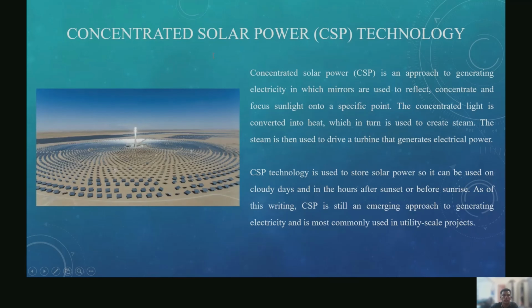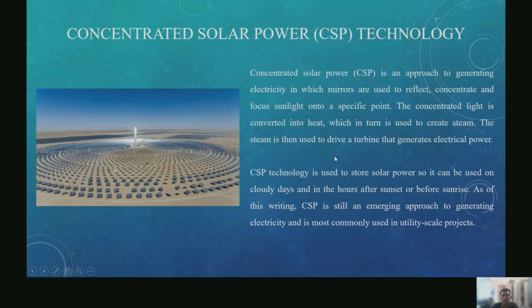Next, the second type of solar power generation system, that is CSP technology, or concentrated solar power technology. CSP is an approach to generating electricity in which mirrors are used to reflect, concentrate, and focus sunlight into a specific point. The concentrated sunlight is converted into heat, which in turn is used to create steam. The steam is then used to drive a turbine that generates electrical power.